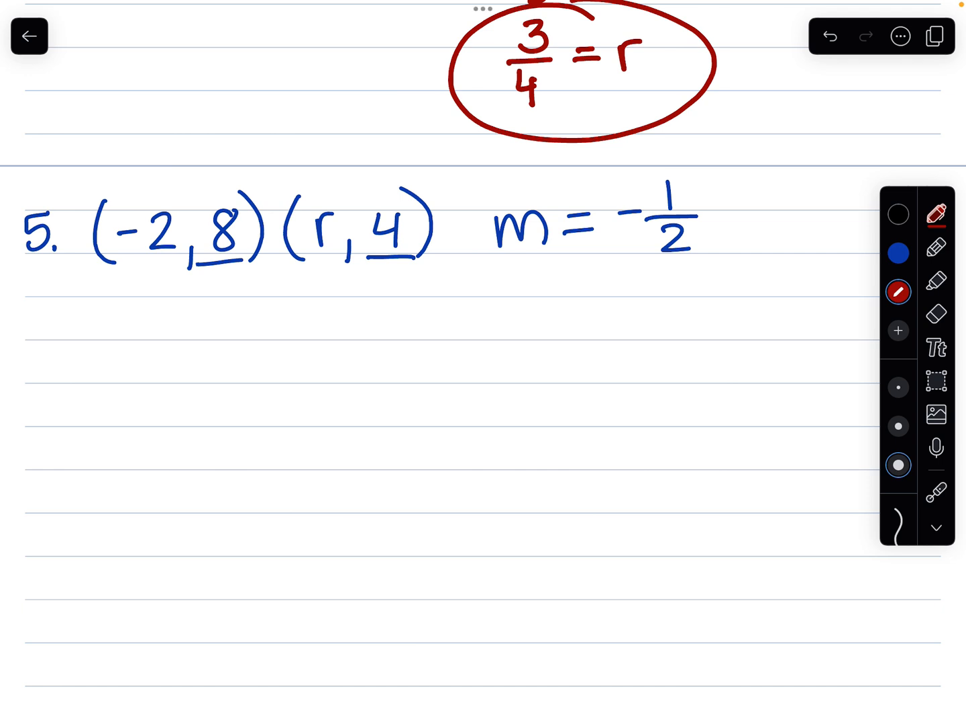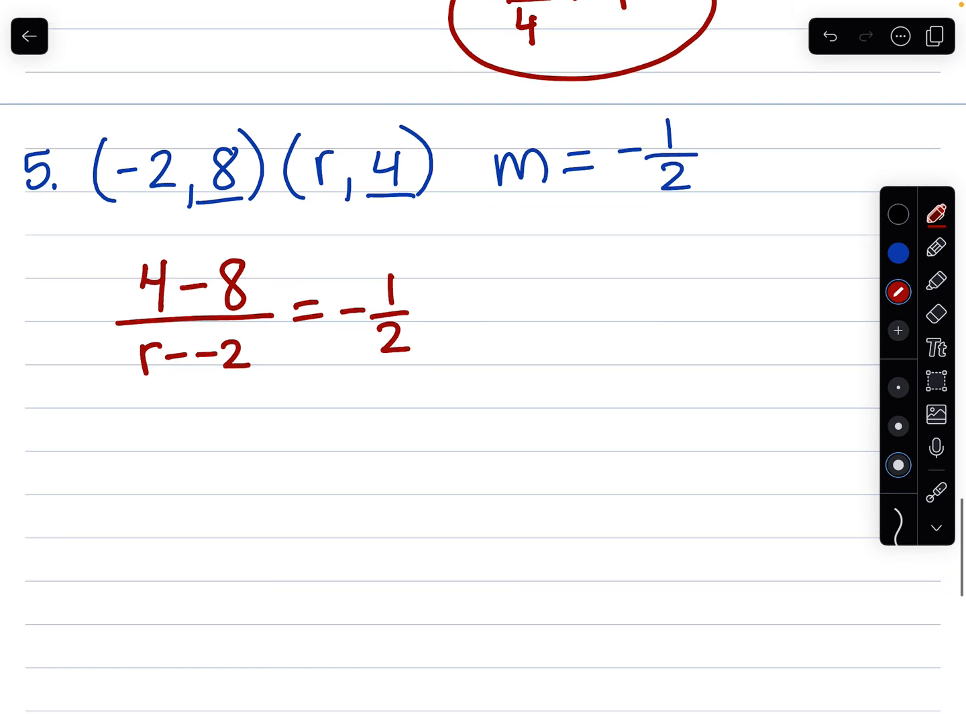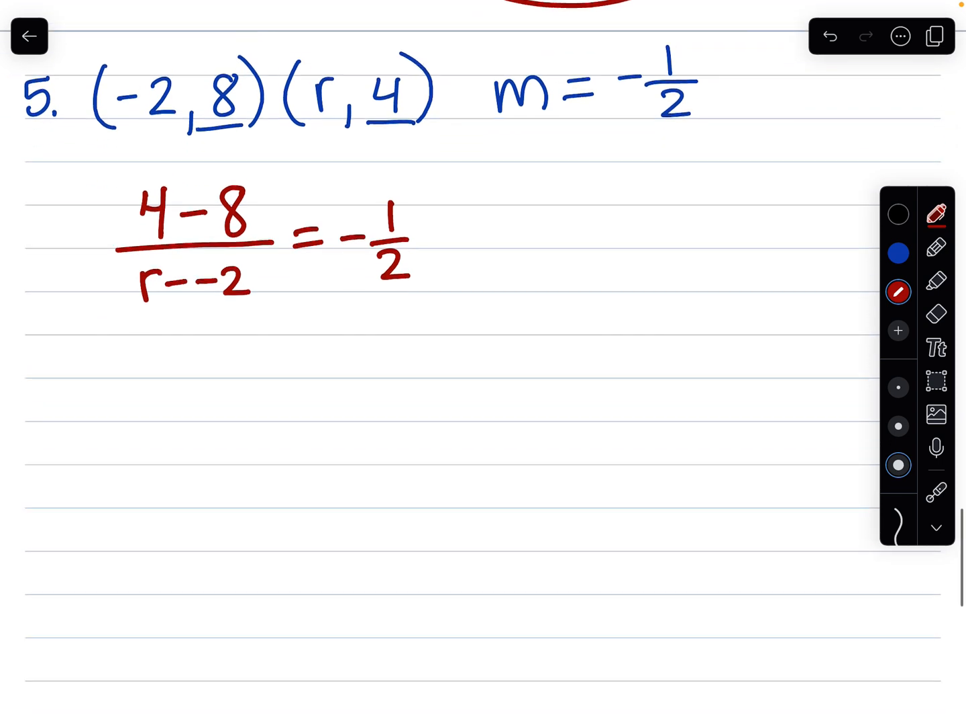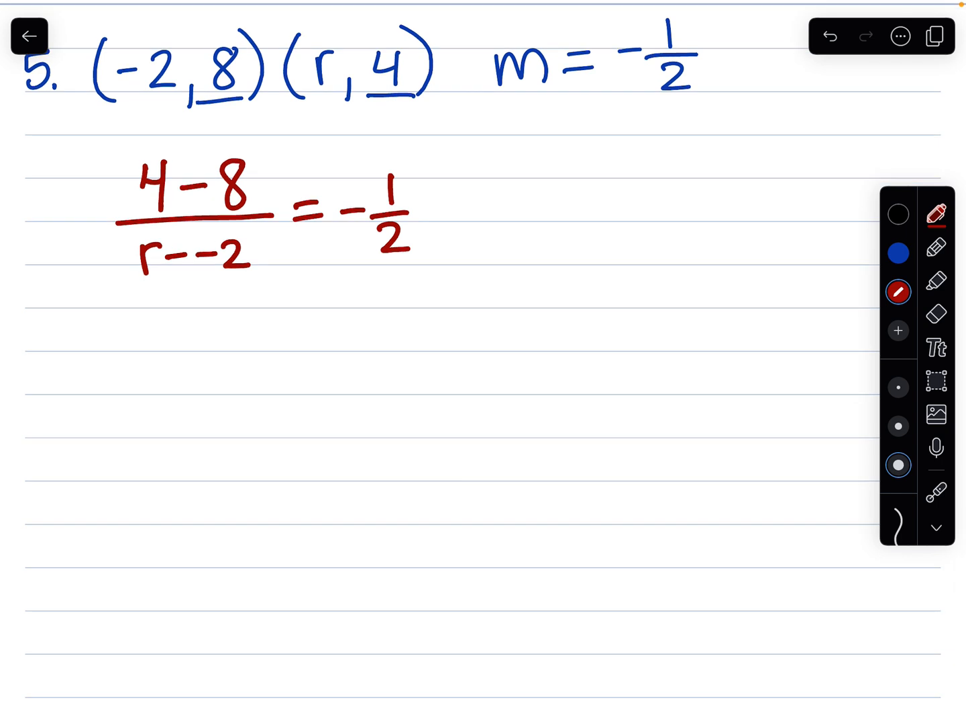So, same idea. My y2 is 4, minus y1 is 8. What do I put that over? Over r minus negative 2. And then I set that equal to the slope. What slope do they give me? Close. Negative 1/2. Don't forget that negative, okay? All right. Now, before I cross multiply, I'm just going to simplify. So what's 4 minus 8? Negative 4. Be careful about our signs. And then change that to addition, r plus 2.